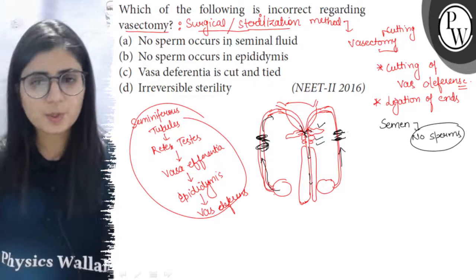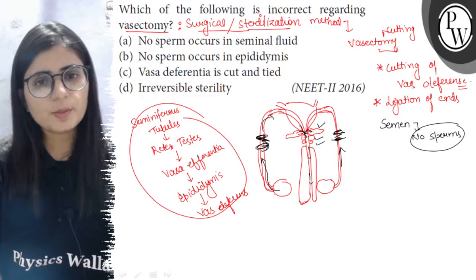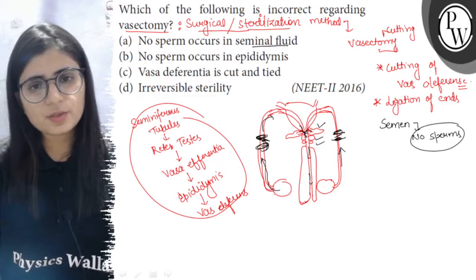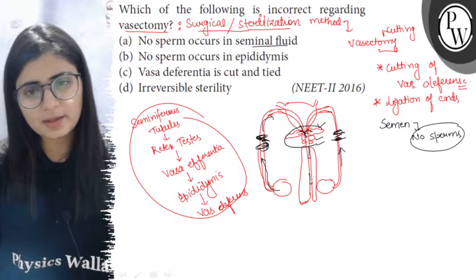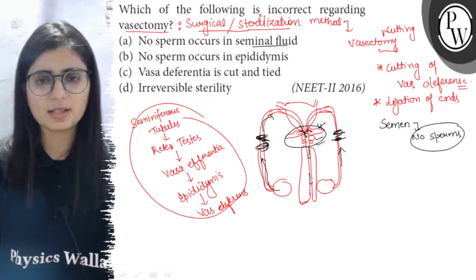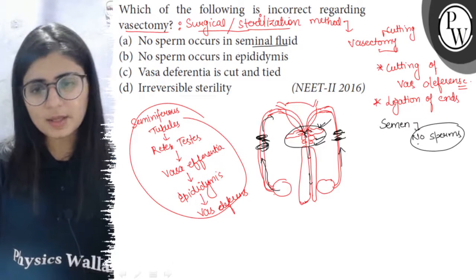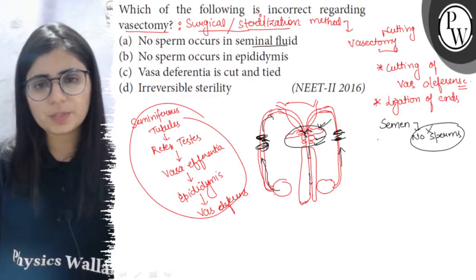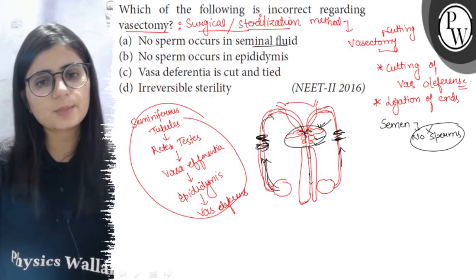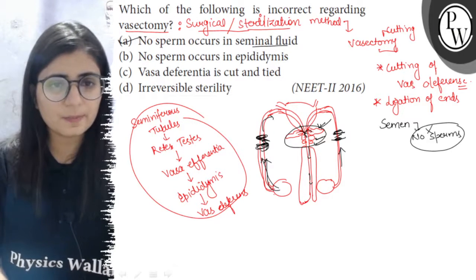So let's see the options one by one now. No sperms occur in seminal fluid. So this is true because seminal fluid will be secreted by these glands which are the seminal vesicles, prostate and the Cowper's gland. But in the seminal fluid there will be no sperms because the pathway of sperm transport is blocked. So this one is true.